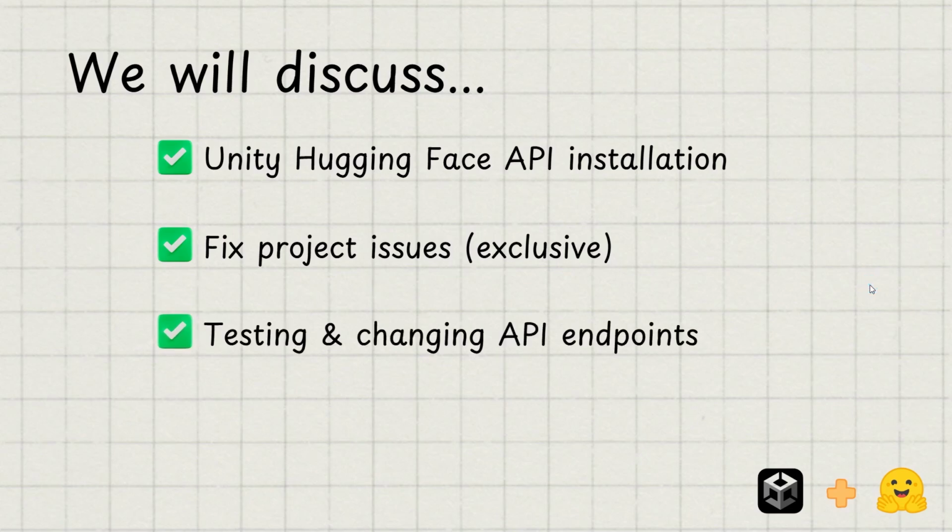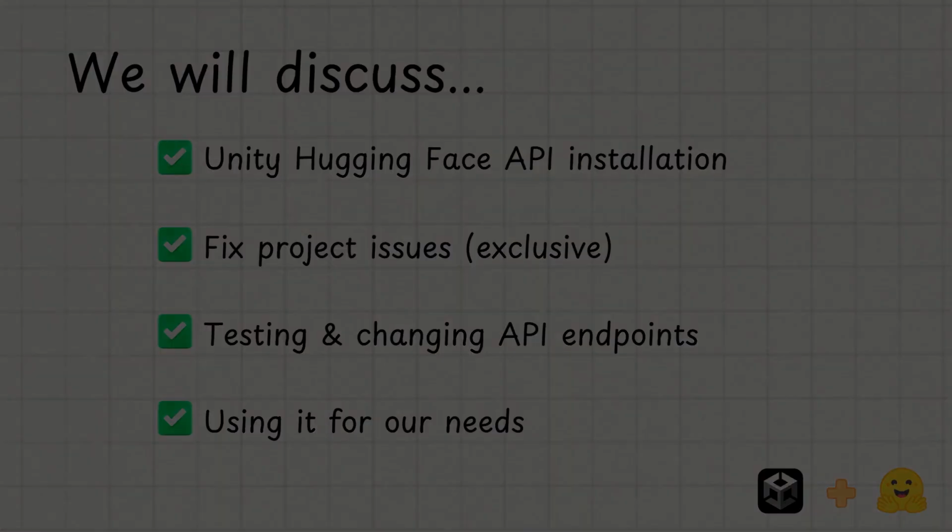Then we would be testing the API results. We would be testing with the text to image API endpoint. And then I would show you how we can change the API endpoints to models which we want to use, other than the ones which are already provided by default. And finally, we would be using it. We would write code which would demonstrate how we can use the results of the ML model, basically the Unity Hugging Face API, for our own needs. So yeah, that's all, and let's just dive right into the video now.